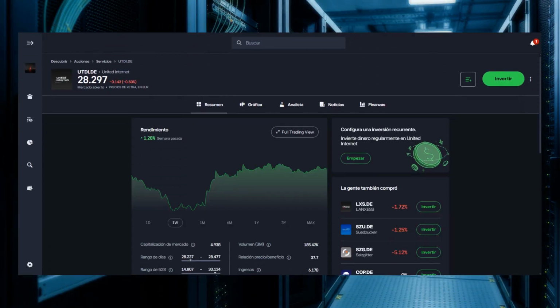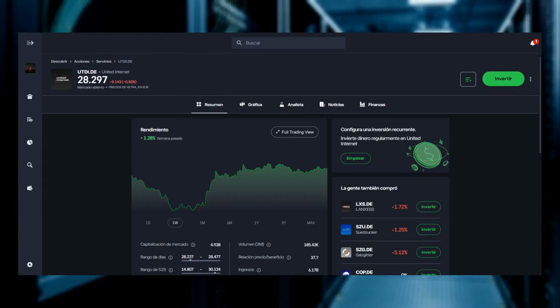On the stock page, review the company summary and the price chart to confirm you have the correct instrument. Double-check that the market is listed as Xetra and the ticker reads UTDI.de.